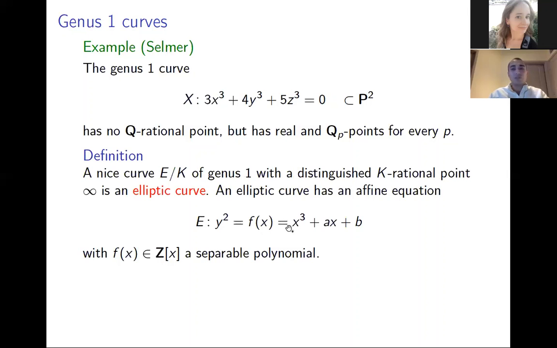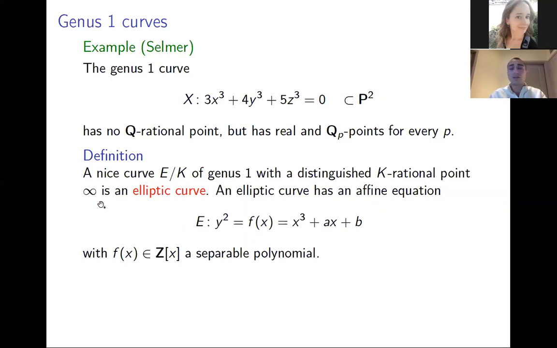And so one of the main objects of this talk will be an elliptic curve. A nice curve of genus 1, which has a distinguished K-rational point, is called an elliptic curve. Because we're going to be working over number fields and fields of characteristic 0, an elliptic curve has an affine equation given by y^2 = f(x), where f(x) is some separable cubic. And if you have studied elliptic curves before, you know that the rational points of an elliptic curve have a very nice structure. In particular, they form an abelian group. We define the relations by saying that 3 points sum to this distinguished point at infinity if and only if they are collinear.